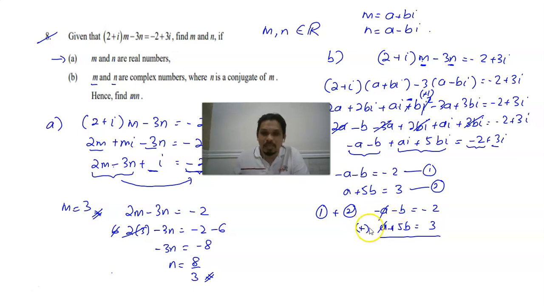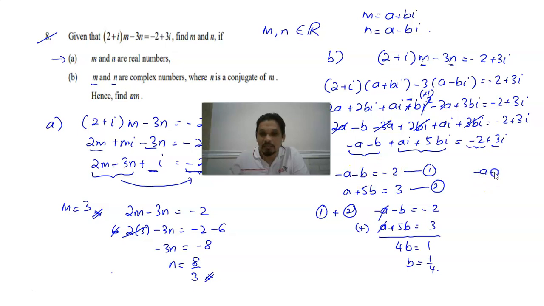Negative B plus 5B, so 5B minus B is 4B, and negative 2 plus 3, or 3 minus 2, equals 1. Then B equals 1 over 4. Okay, so substitute this into equation 1. It might be the simplest one here.